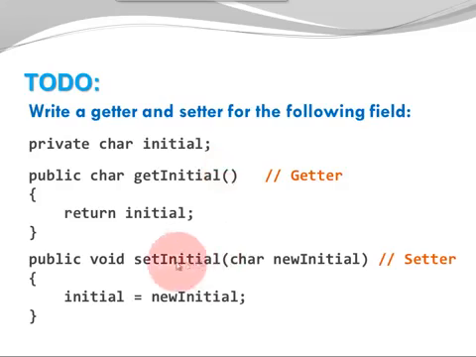Quick look at my setter. The name is set initial. I'm using the prefix set. Doesn't return anything. Return type is void, but I do have a parameter. The type of my parameter matches the type of my field. I call it new initial because this is the new value I'm going to assign to my field. So here on the right hand side of my assignment you see the parameter passed. On the left hand side of the assignment you see the field that is receiving a new value.